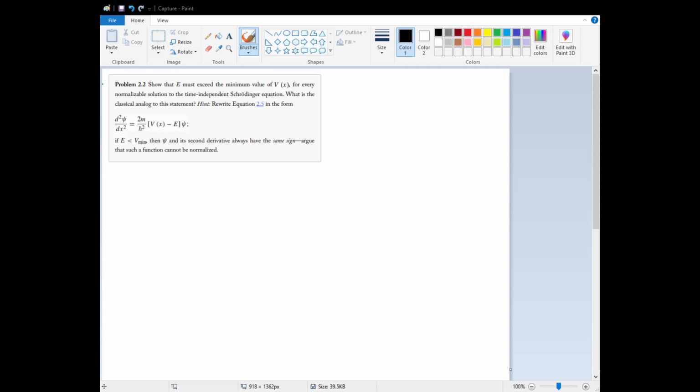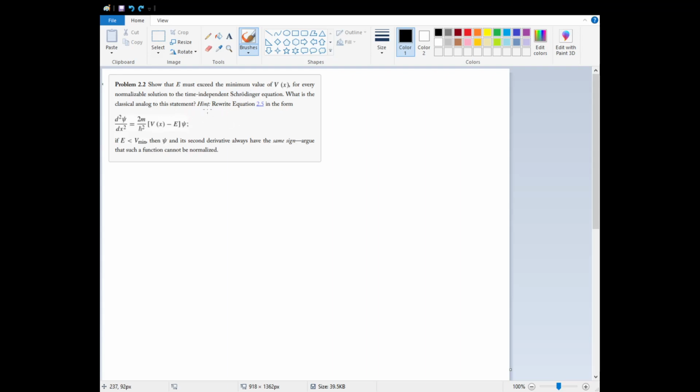Problem 2.2 says that we want to show that E must exceed the minimum value of the potential, V of x, for every normalizable solution to the time-independent Schrodinger equation. And then it wants to know, well, let's not worry about what else it asks. Let's just prove this first sentence first.